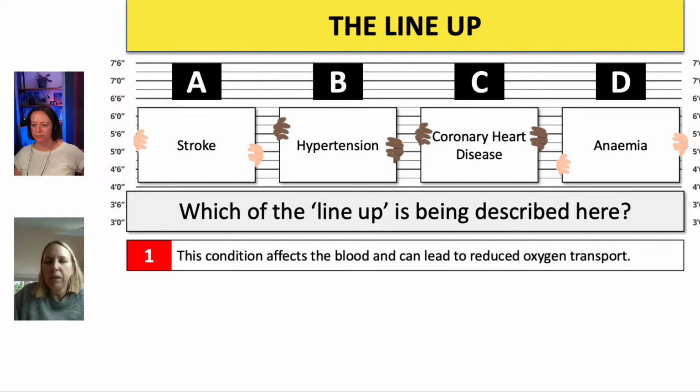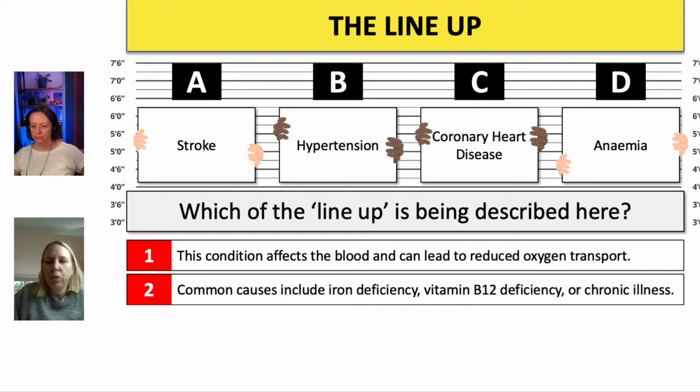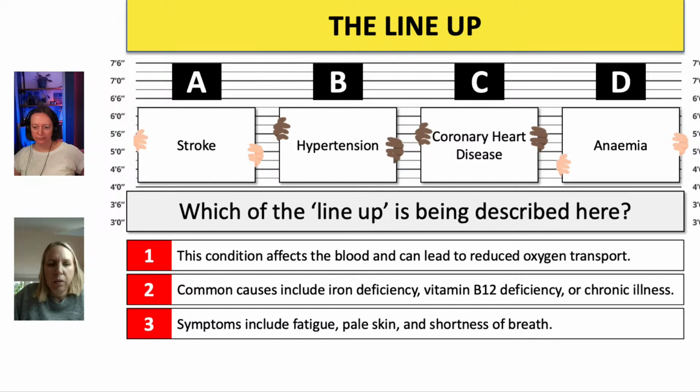This condition affects the blood and can lead to reduced oxygen transport. Okay. So reduced oxygen transport because of this condition. Common causes include iron deficiency, vitamin B12 deficiency, or chronic illness. So that's caused by those things. Sophia is straight in again. Oh, and Khadija. Hi, Khadija. Nice to see you. They're saying D, anemia here. Okay. I think they might be on the right track here. Let's see if this clue confirms that.